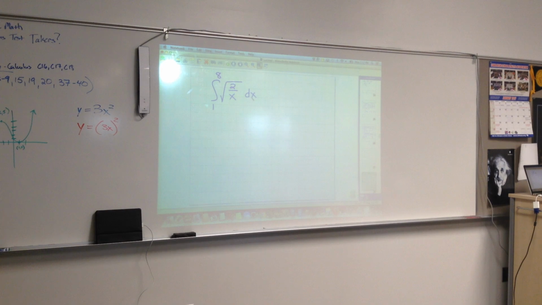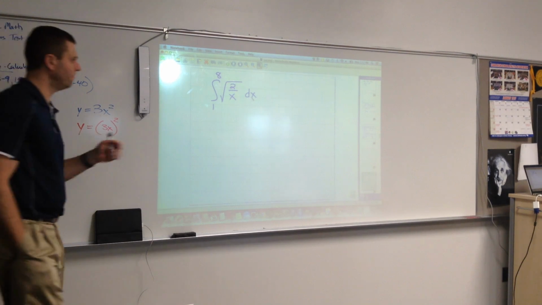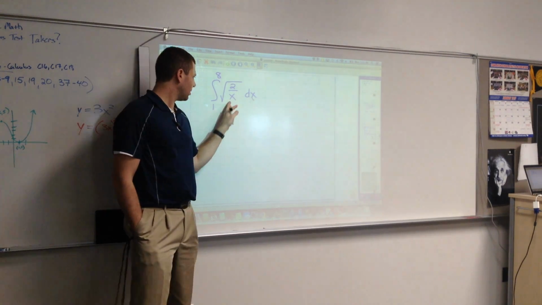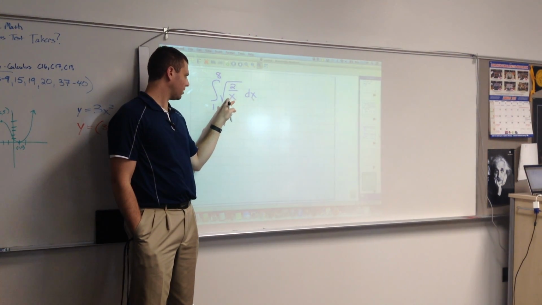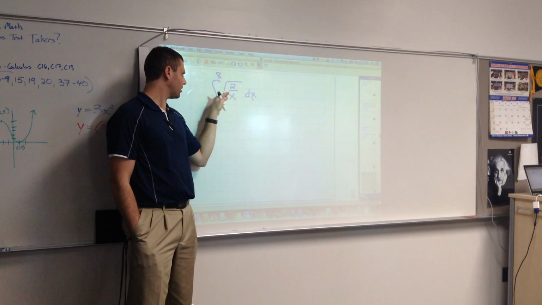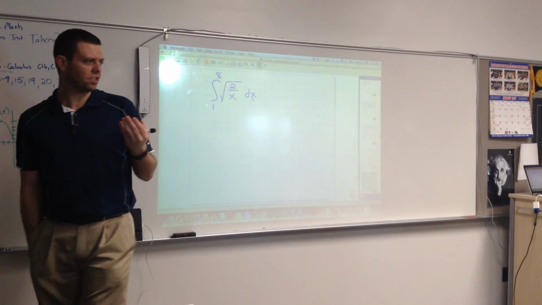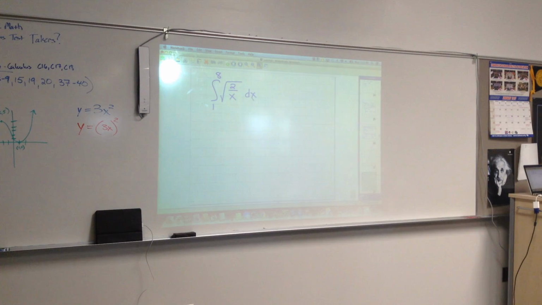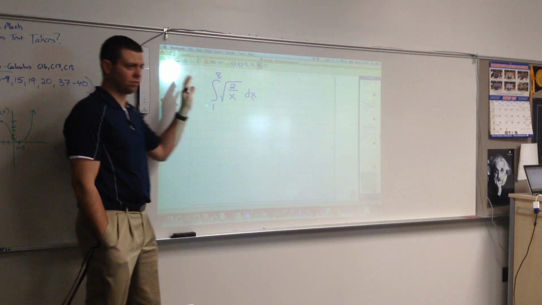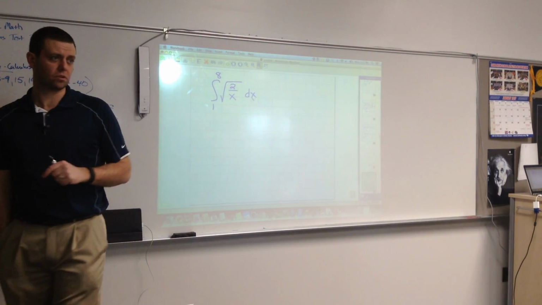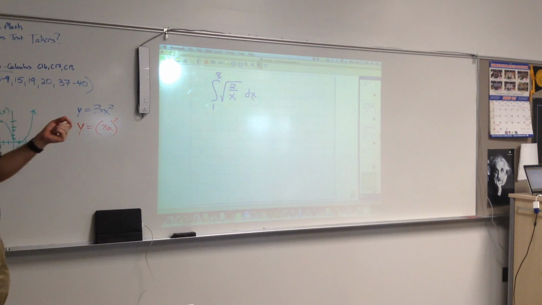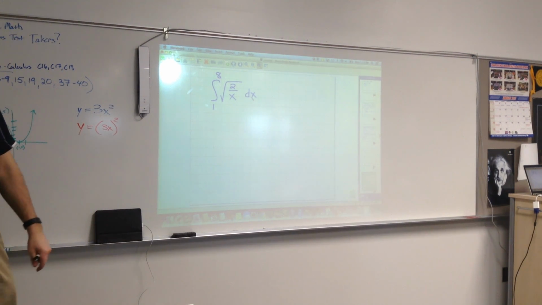First of all, is the function continuous from 1 to 8? So if I plug in numbers between 1 and 8, is this function always defined? Will it be a nice continuous function? Yes, it is. Okay. So as long as it's continuous, you can follow the fundamental theorem of calculus rule. If something is not continuous, though, you would not be able to find its area under the curve.